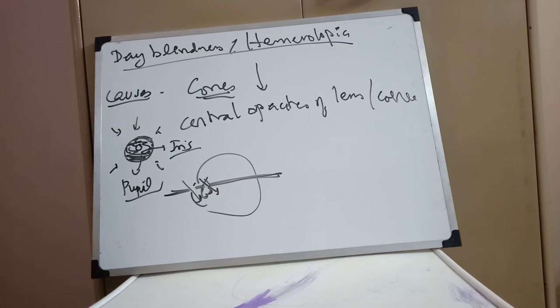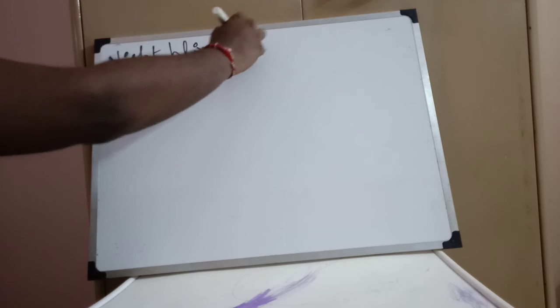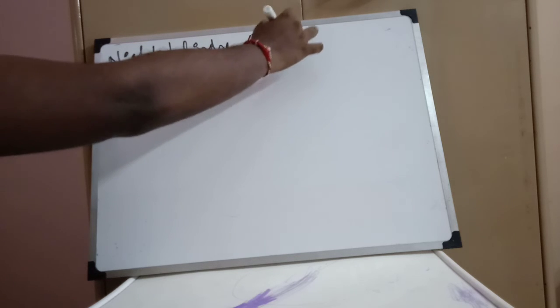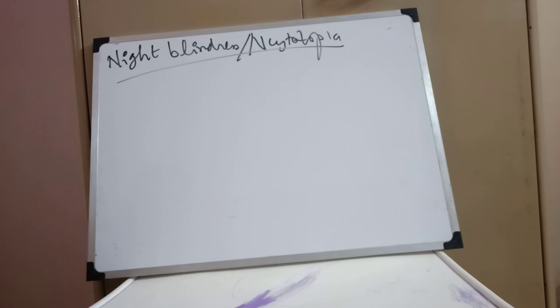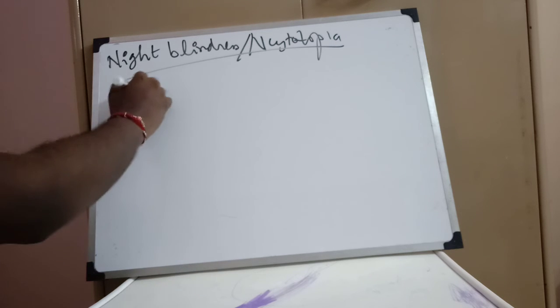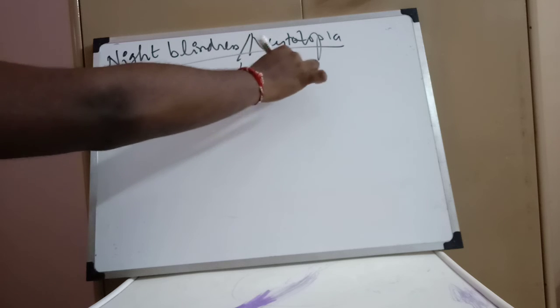Okay, coming to the next symptom, night blindness. Night blindness is also called nyctalopia: diminution of vision in dim light or at night. Dim light is a key word here. In dim light or at night there is going to be diminution of vision.